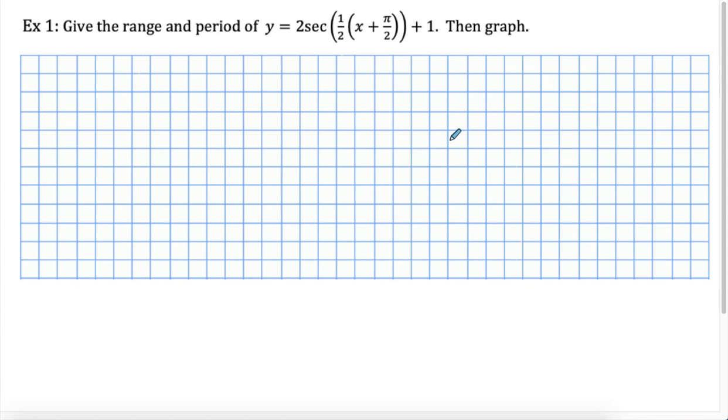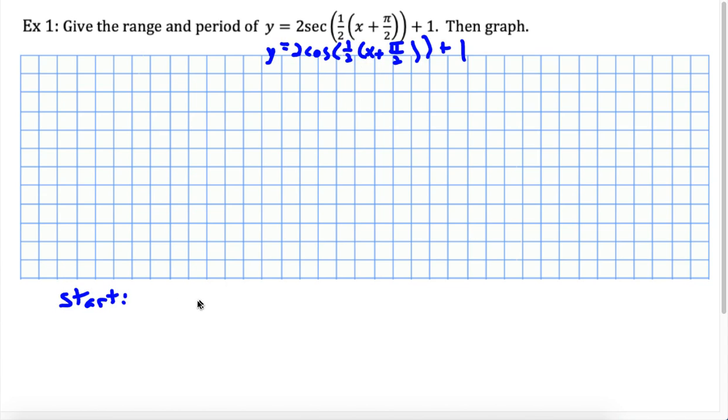In our first example, we have 2 times secant of 1/2 times x plus pi over 2, plus 1. So if I'm graphing secant, what I want to do first is graph cosine. So this is just going to be 2 times cosine of 1/2 times x plus pi over 2, plus 1. So to graph these, we said we want to label our x and y axes. So we can start with our starting and ending points.